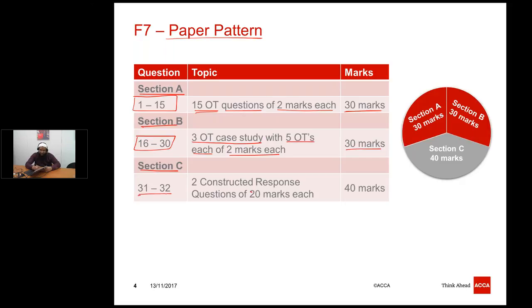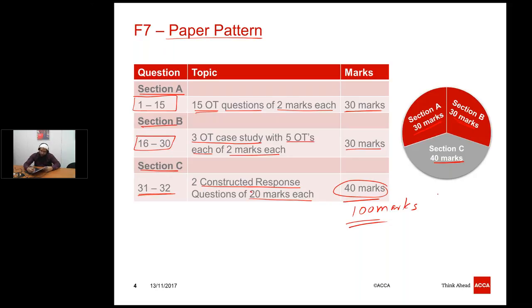And then for question number 31 and 32, there will be 2 further questions, which will be constructed response questions, and these will be of 20 marks each. So this will make a total of 40 marks, and the final total will become 100 marks. So this is the total breakup of the exam. Section A will be of 30 marks, section B will be of 30 marks, and section C will be of 40 marks. So this is the complete breakup.